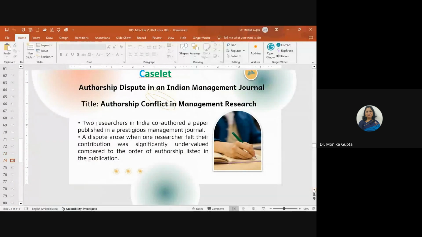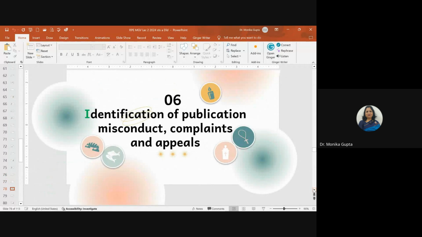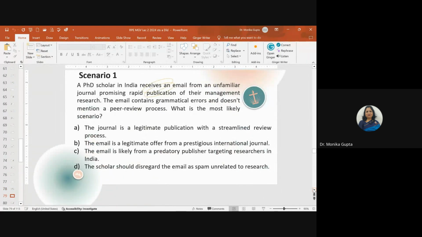Okay. Next is identification of publication misconduct, complaints, and appeals. A PhD scholar receives an email from an unfamiliar journal promising rapid publication of their management research. The email contains grammatical errors and does not mention a peer review process. What is the most likely scenario?